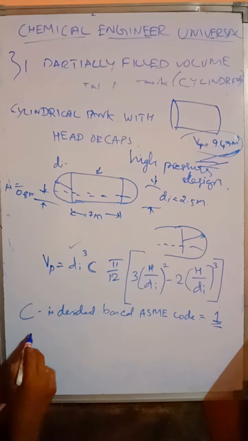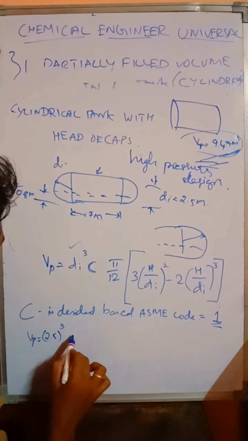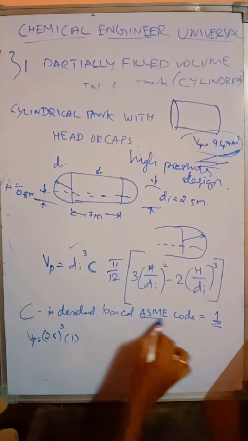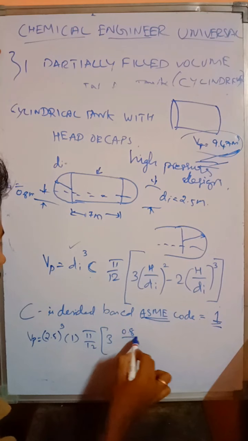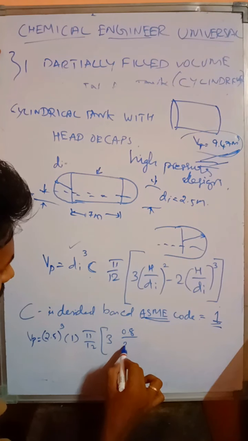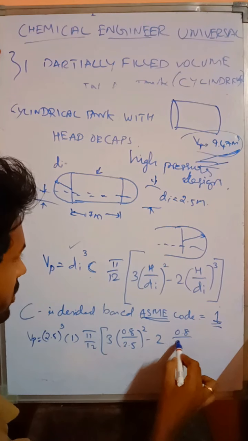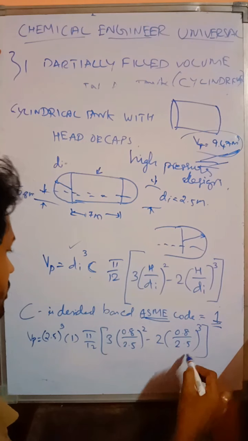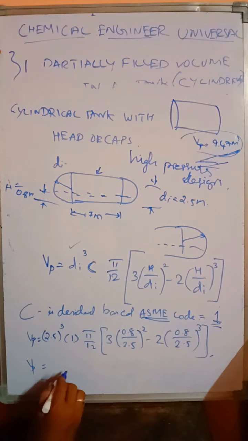So if you apply all these values, you will get the value of Di is 2.5 meter, 2.5 meter cube. C is 1, we take it as per ASME code, right? And pi by 12 into 3 into 0.8 divided by Di, again 2.5, square, minus 2 into 0.8 by 2.5 the whole cube. So if we calculate for this, you get a value of around 0.9882.